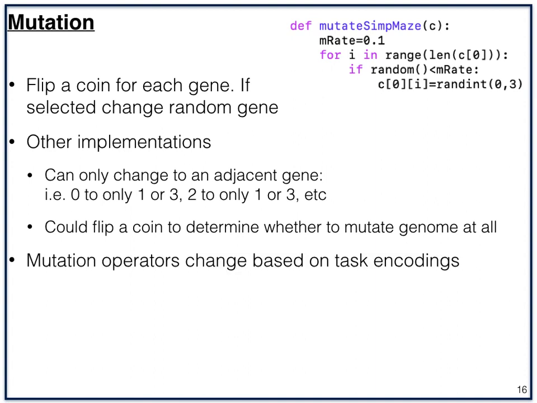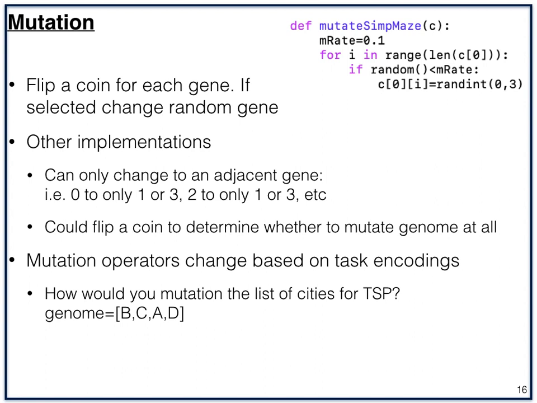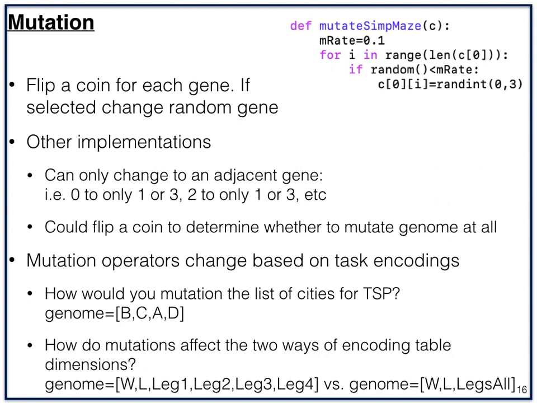Mutation operators will also change based on the task encoding. So one question I have for you as we come towards the end of this video is, how would you implement mutation for the list of cities of the traveling salesman problem? Or how do the mutations affect the two ways I presented of encoding the table dimensions? Is one genome better than another genome when you're doing mutation?